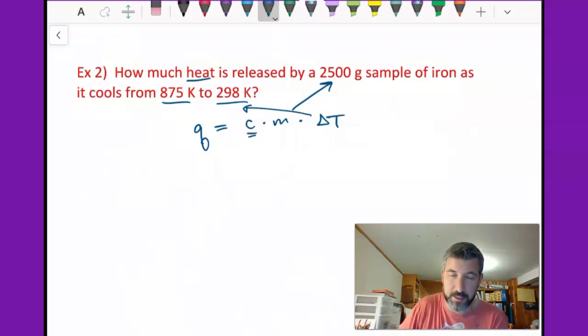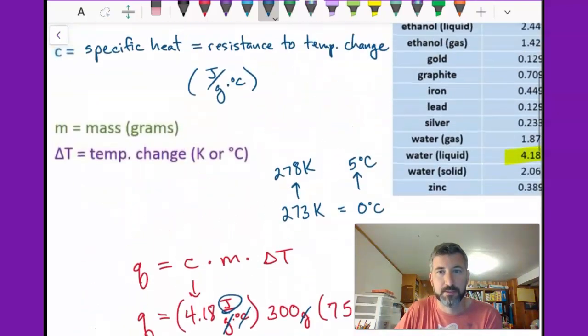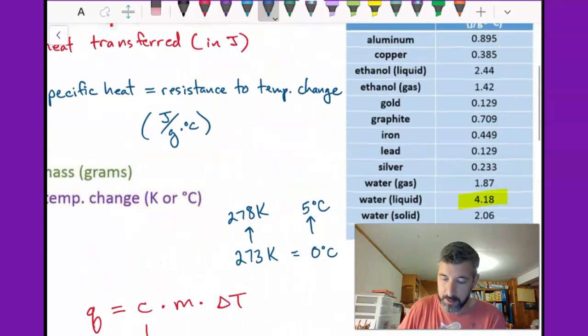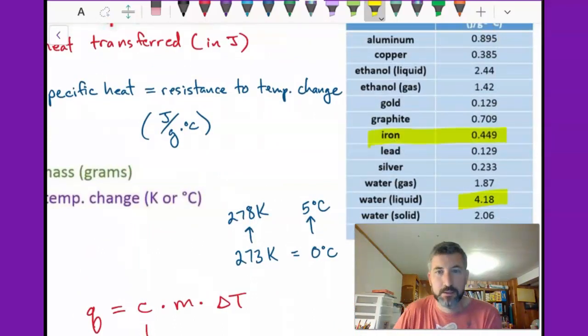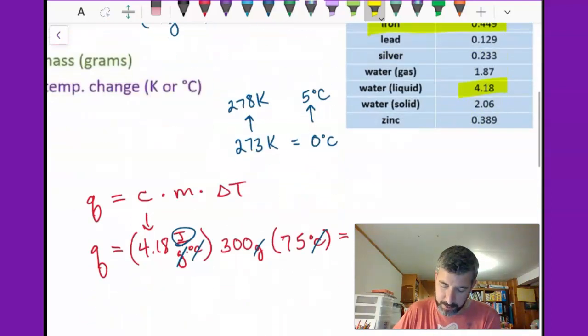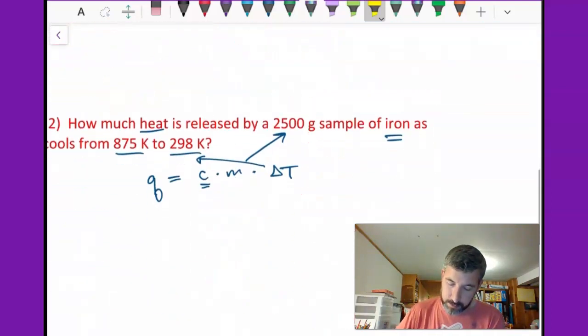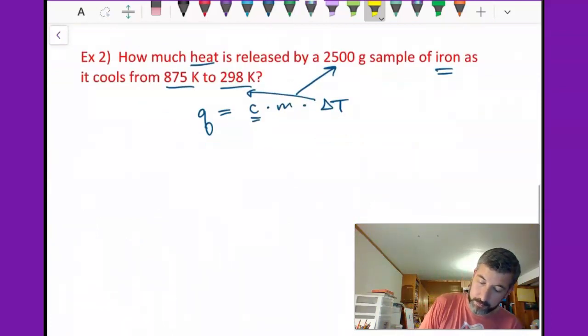And then as far as the specific heat, we can get that from the table because we know that it's iron, and iron, of course, happens to be on the table. So let's go ahead and look at iron specific heat, and go ahead and highlight it. There it is. So iron has a much lower specific heat. You can see metals typically have much smaller specific heats than water does. So it's 0.449, okay? So we should be able to solve the problem.